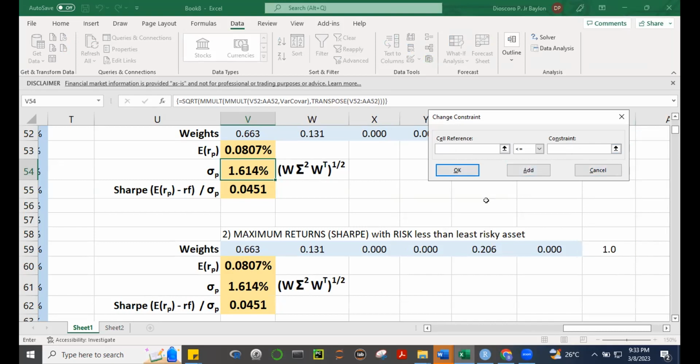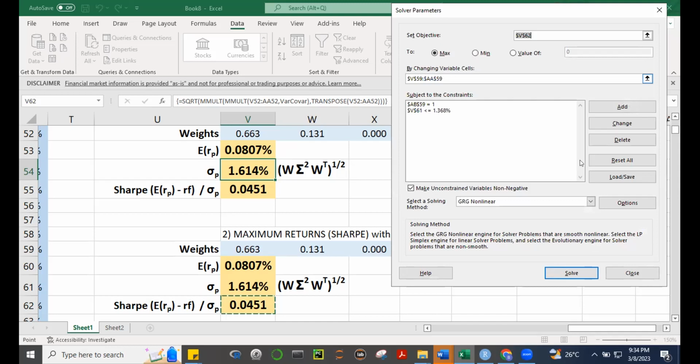And let's add that our risk should be less than or equal to McDonald's risk, 1.368%. So we make our portfolio's risk not exceed the lowest risk among the individual assets. Of course, this will affect our Sharpe ratio, and definitely our weights. So let's see. All right? So let's solve this. Solve.